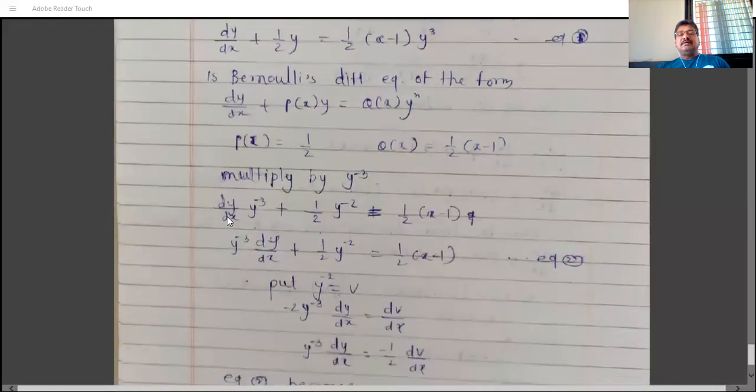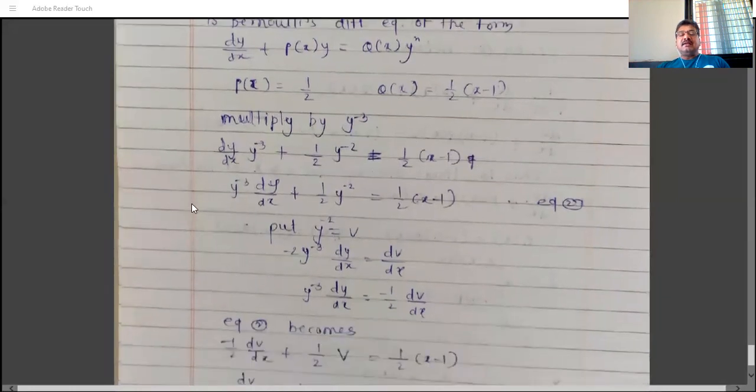So what do we have? First y raised to minus 3 dy by dx, plus 1/2, and y raised to 1 into y raised to minus 3 becomes y raised to minus 2, because the multiplication is y raised to 1 minus 3, that is y raised to minus 2. Then 1/2 (x minus 1), and y raised to 3 and y raised to minus 3 become y raised to 0, that is 1.